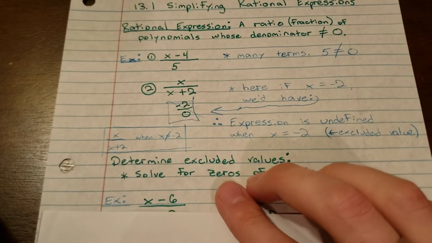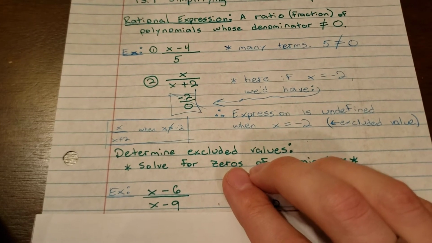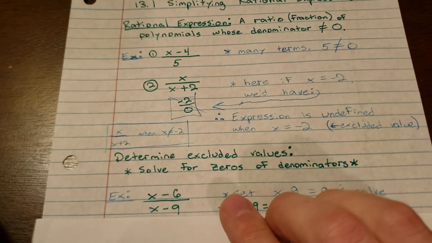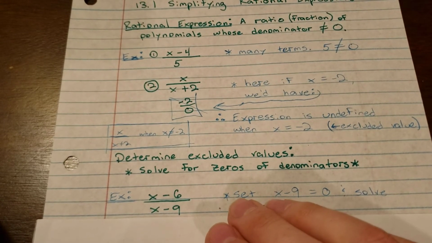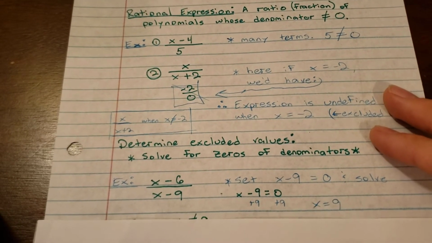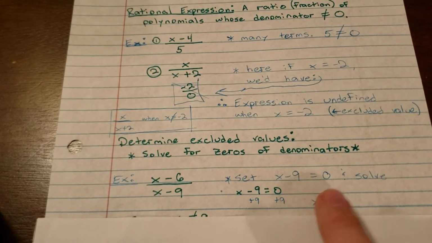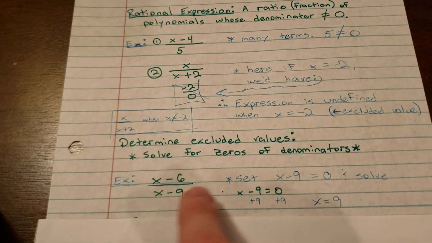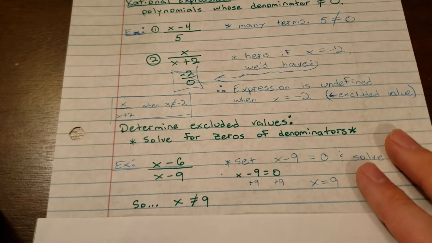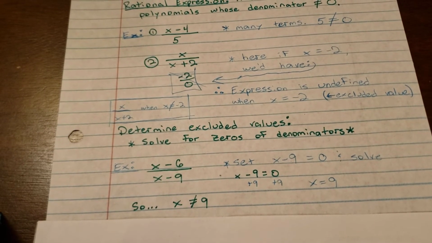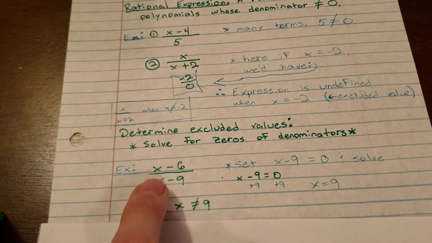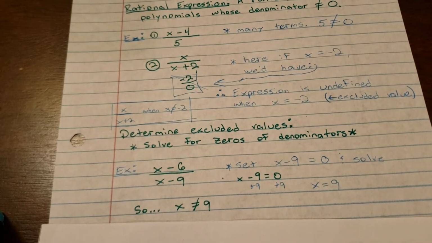Okay, here's an example. x minus 6 over x minus 9. What we're going to do is set the denominator equal to 0. So x minus 9 equals 0 and solve for x. So we add 9. In this case, where x equals 9, this expression is undefined. That's the fancy word, undefined. So therefore, x cannot equal 9. That's it. This value makes this expression undefined, and therefore we can't do it.